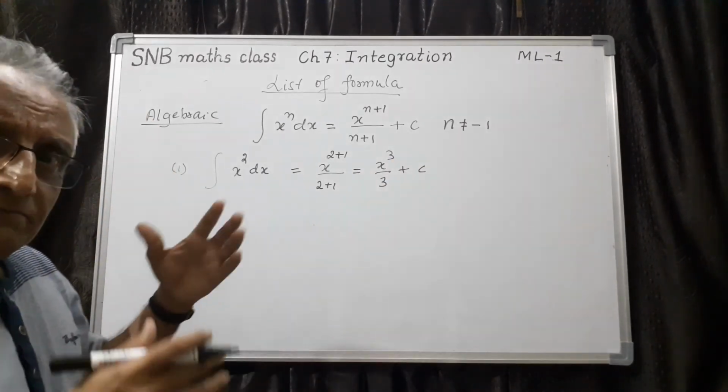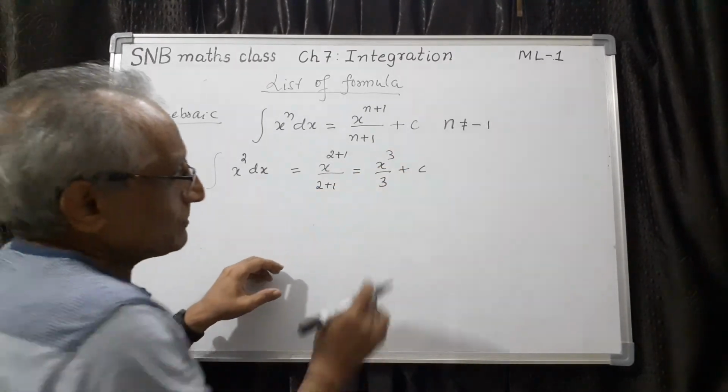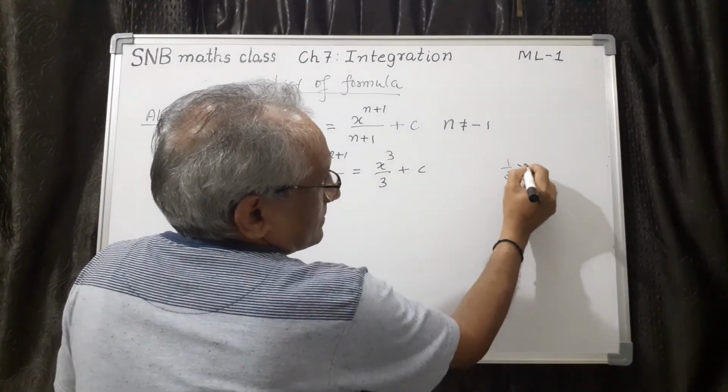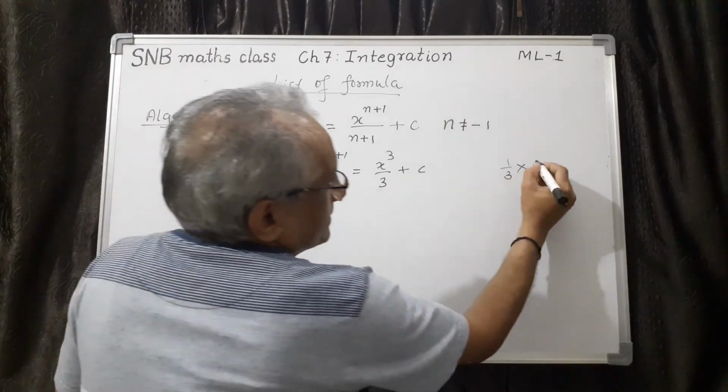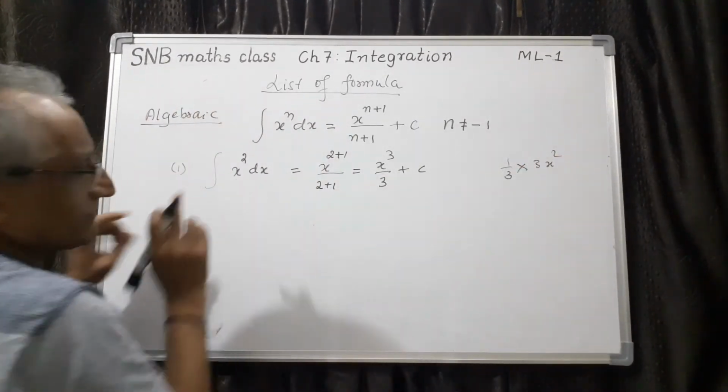Now every time in the beginning you can check whether it is correct or not. See, you differentiate this one, what do you get? 1 by 3 is constant. Then differentiation of x cube is 3x square. So what do you get? You get x square, because 3 cancels 3.